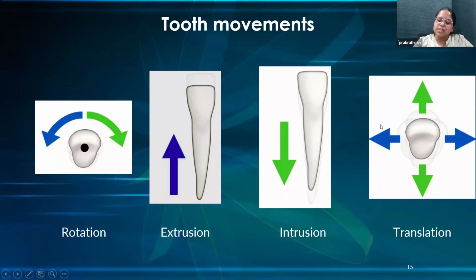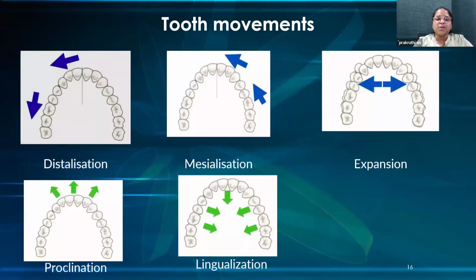Bodily movement is difficult with aligners. Distalization has come up as one of the most promising tooth movements with aligners, whereas mesialization is difficult. The trays will start getting lifted, so mesialization is a little bit difficult. Expansion with tipping of the teeth, buccal tipping of the crown, is possible. Bodily movement for expansion is again difficult with aligners.